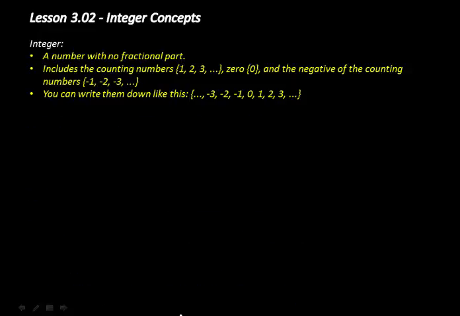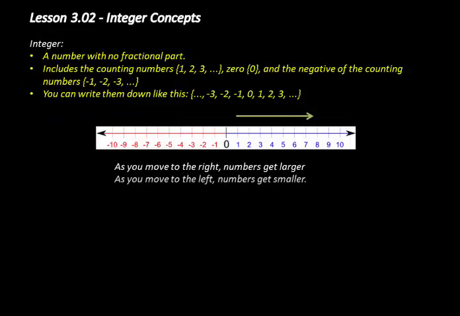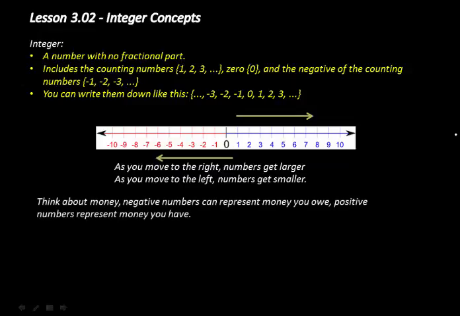You can write them down together, so you have all the negatives going to the left and all the positives going to the right with 0 in the middle. And as you move to the right, the numbers get larger. And as you move to the left, the numbers get smaller. So any number to the right will always be larger than any number to the left.